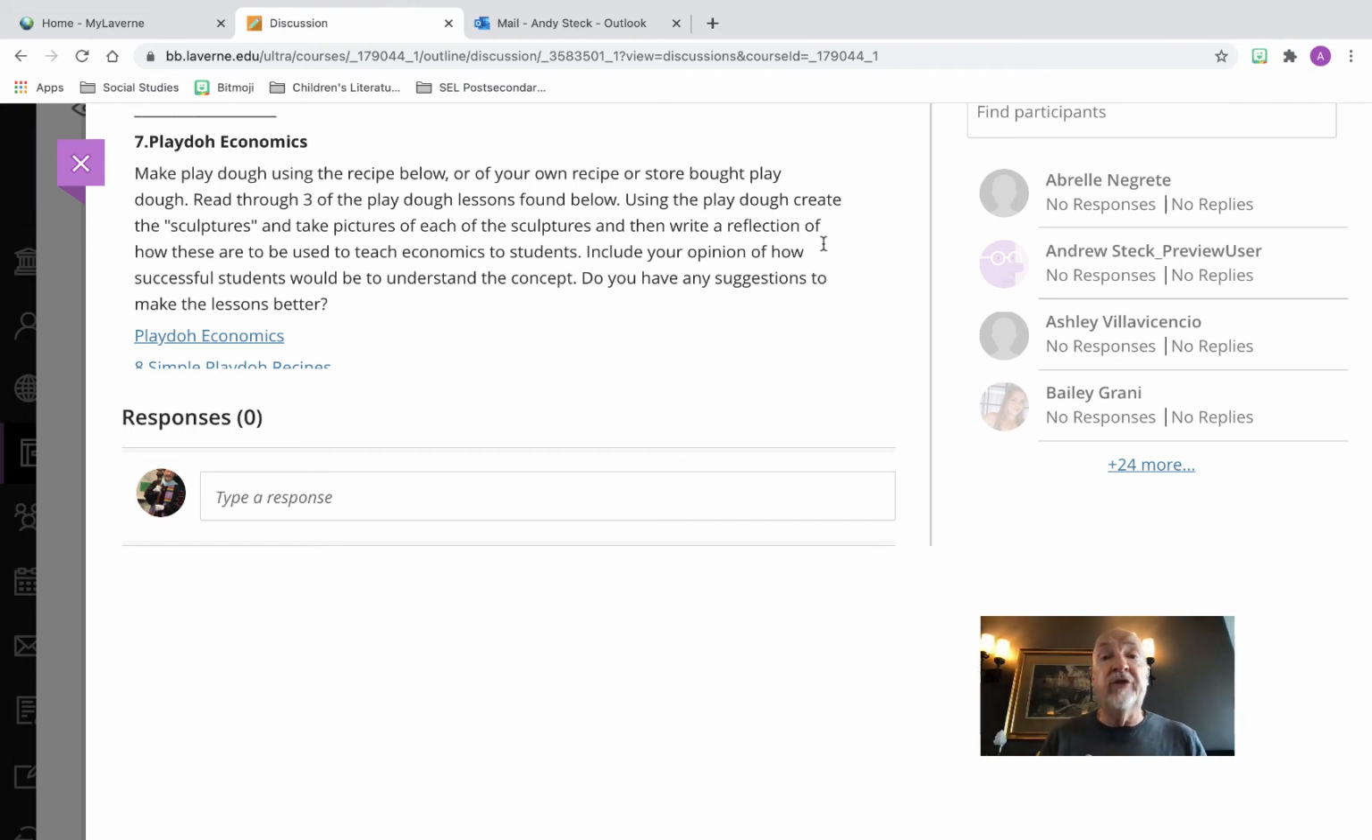Please go ahead and do that when you are out shopping for your groceries, so that you can stay safe. Please use all the protocols to keep safe if you're going to purchase Play-Doh. You don't have to. You can make your own at home, and there are several different recipes.